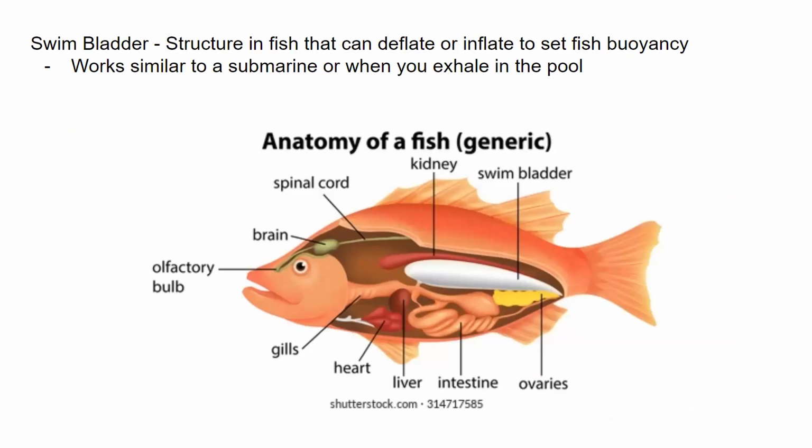Another unique feature, and I have this right next to the respiratory system as well, because it's not similar, but I always put it together. And this is a swim bladder or an air bladder. This is something that other vertebrates don't have, and that is a structure that they can inflate and deflate in order to set their buoyancy.